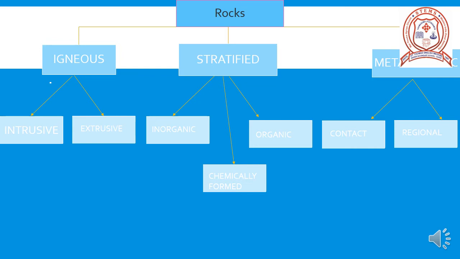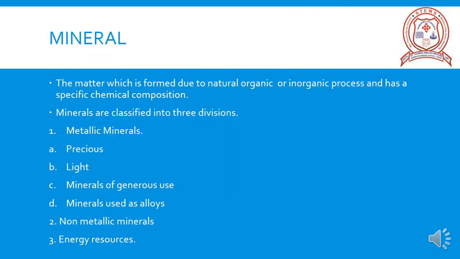Now you can see the classification of rocks in this flowchart. Rocks are divided into three categories: igneous rocks, stratified rocks, and metamorphic rocks. Igneous rocks are formed by intrusive and extrusive ways. Stratified rocks are formed inorganically, organically, and chemically. Metamorphic rocks are formed by contact and regional. These are the three categories of rocks found on the surface of the earth.